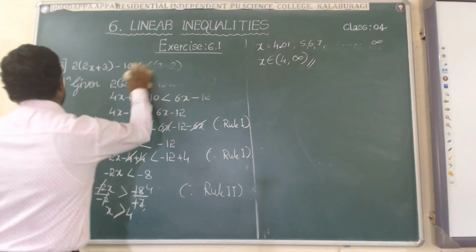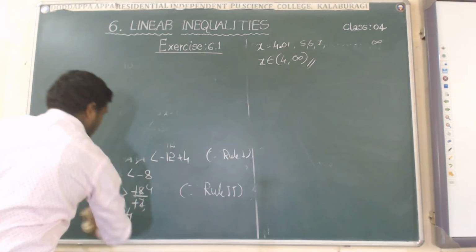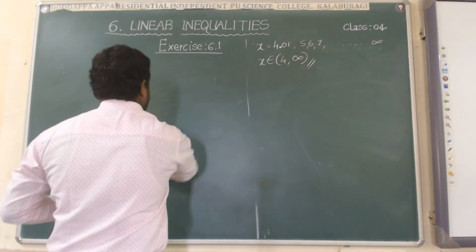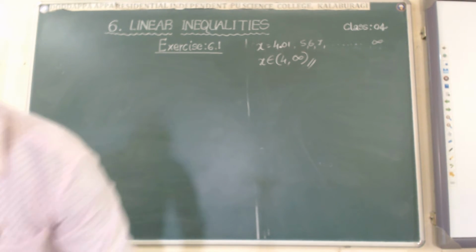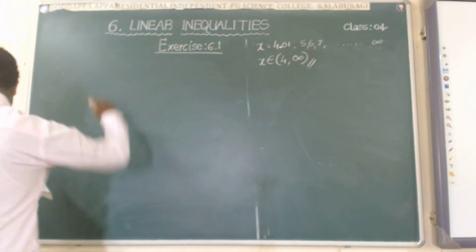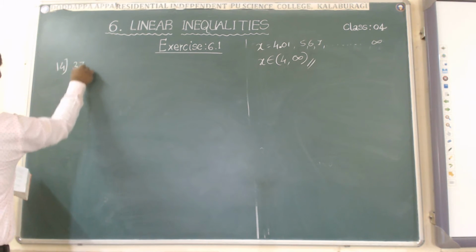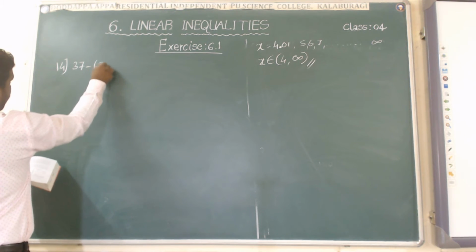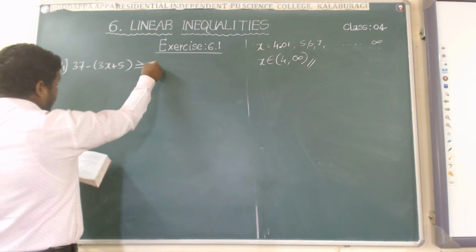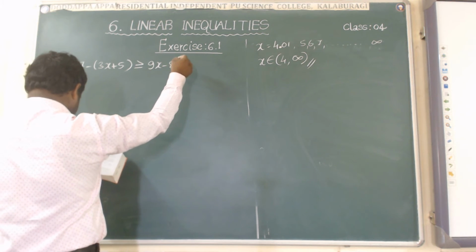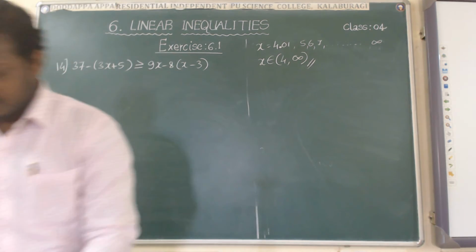Now I am moving to the next question, that is the 14th one. 37 minus of 3x plus 5 is more than or equal to 9x minus 8 of x minus 3. Yes, this is the given question in the 14th question.